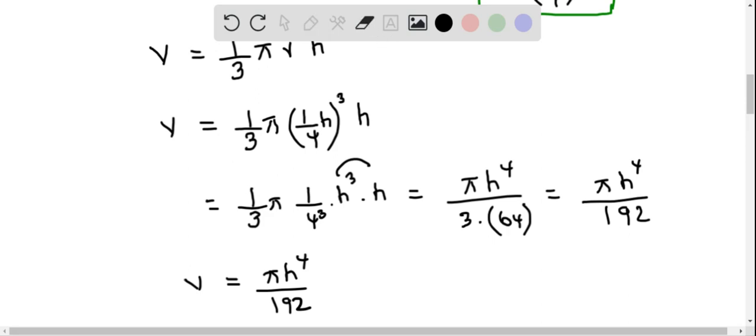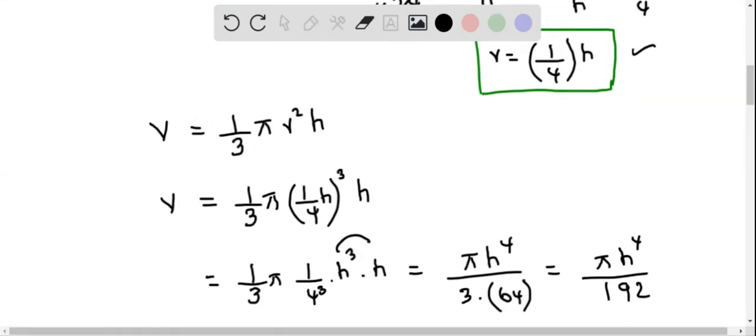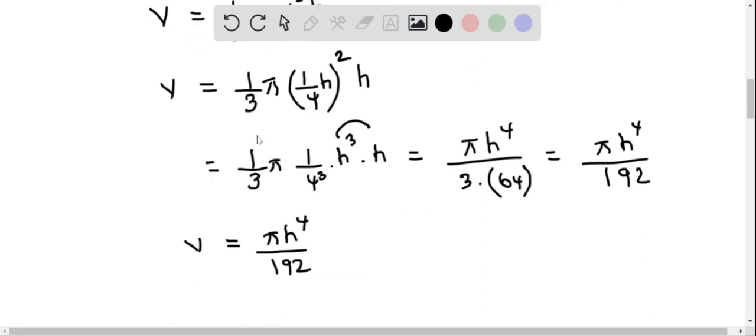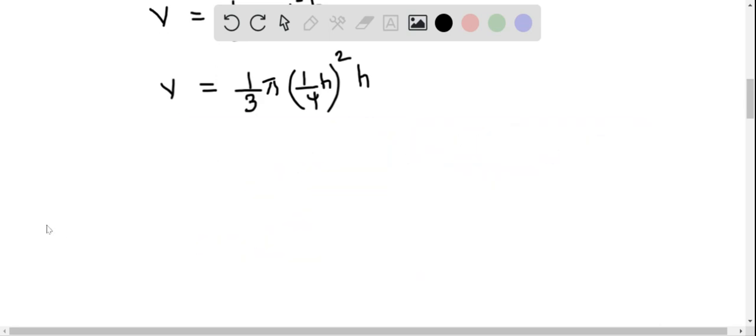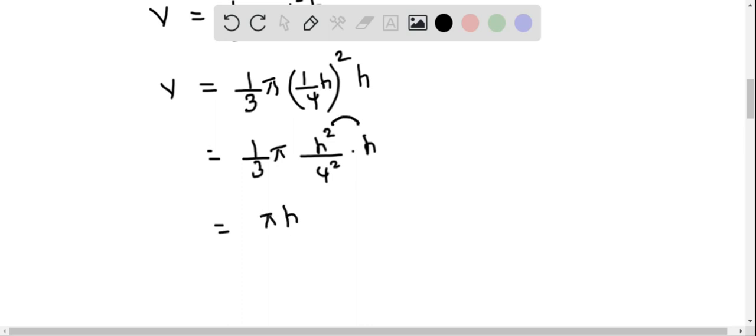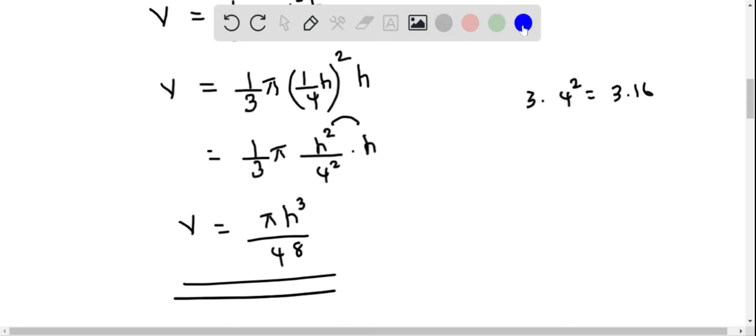I'm sorry, I have actually cubed it, but this is r squared. We have to put squared here, not cubed. So I'm going to change this cube to square, and we can redo starting from here. I'm going to remove everything here. So let's continue. So therefore, this will become 1/3 pi times h squared divided by 4 squared times h. So this gives pi times h squared times h is h cubed, divided by 3 times 4 squared, which is 3 times 16, and this equals 48. So this is the expression for volume in terms of height.